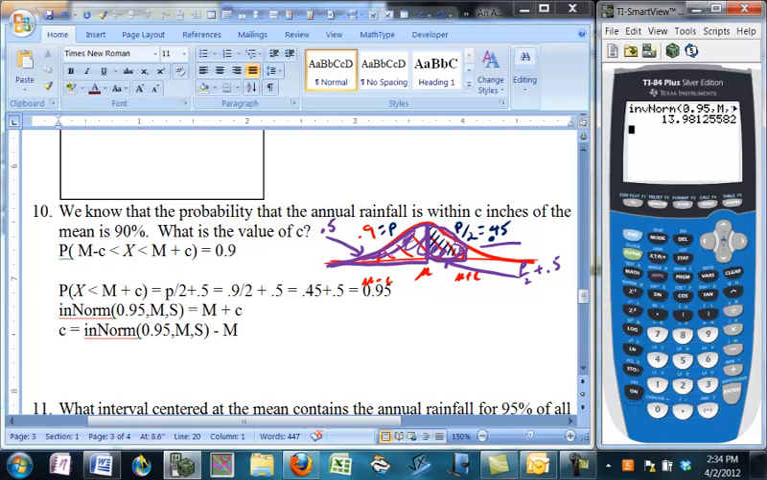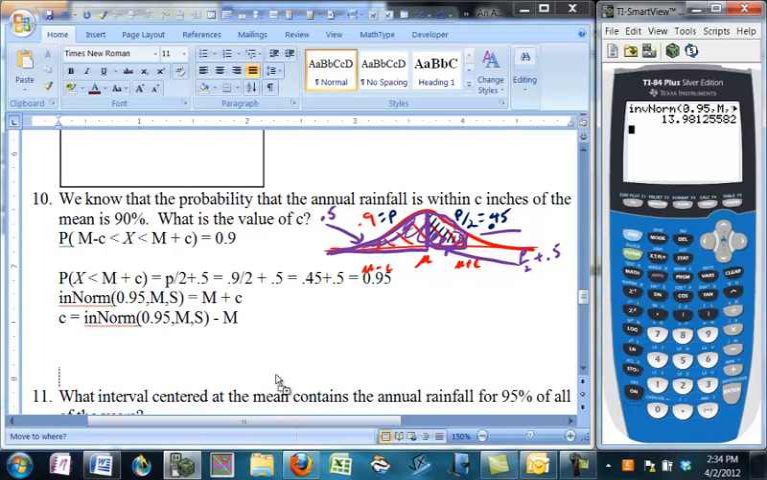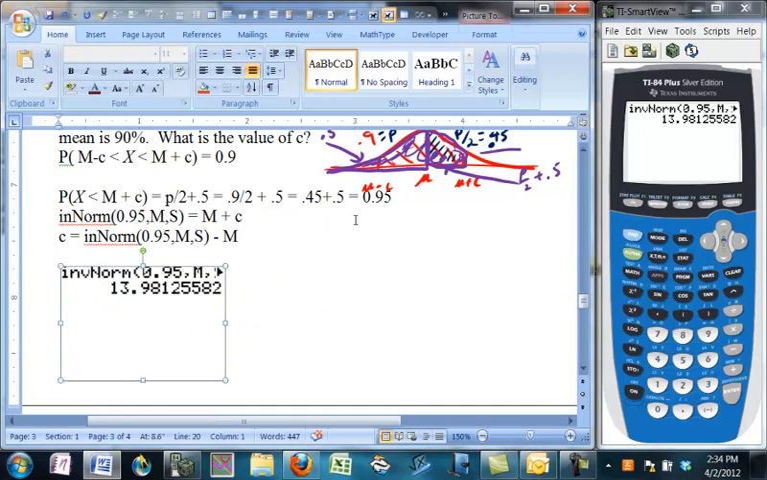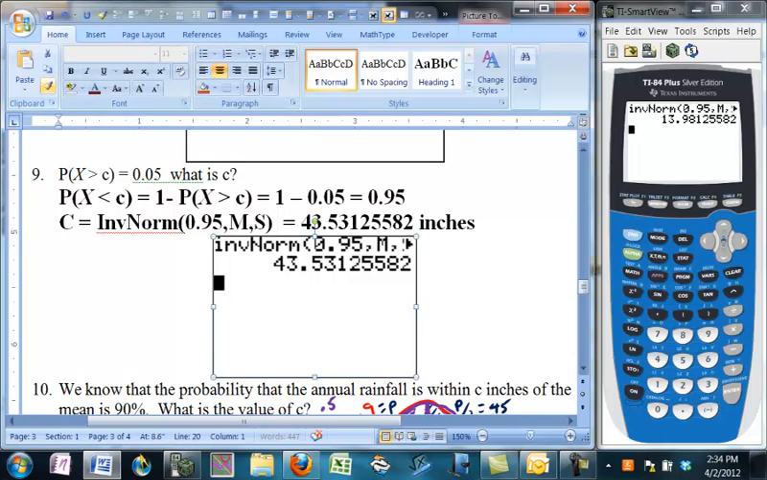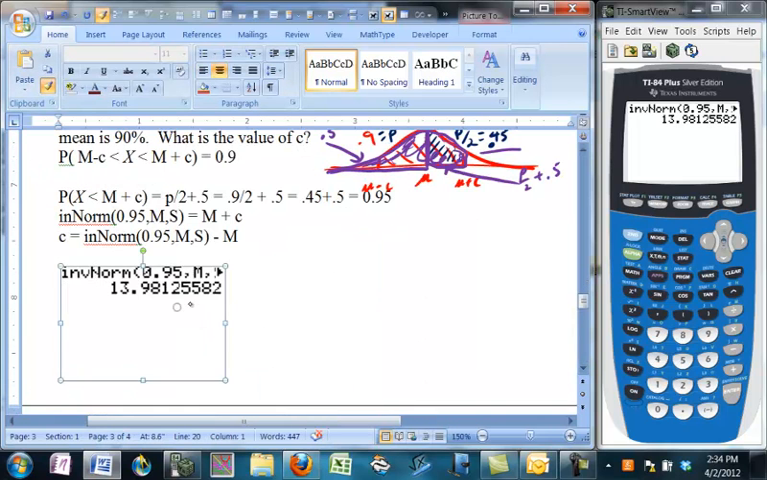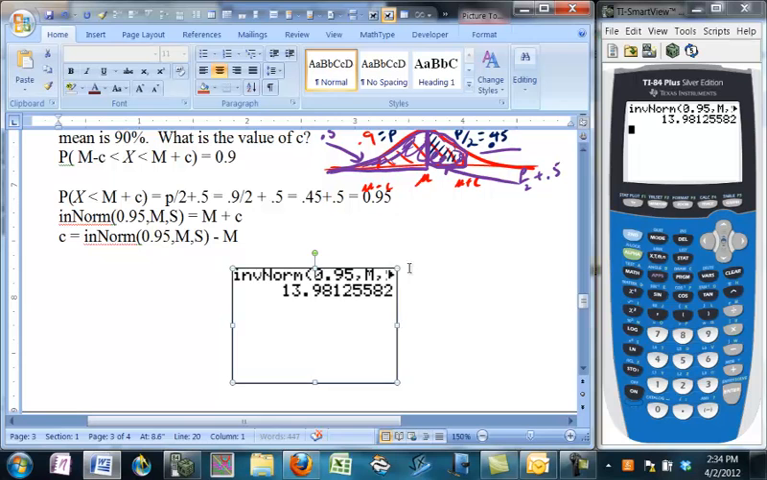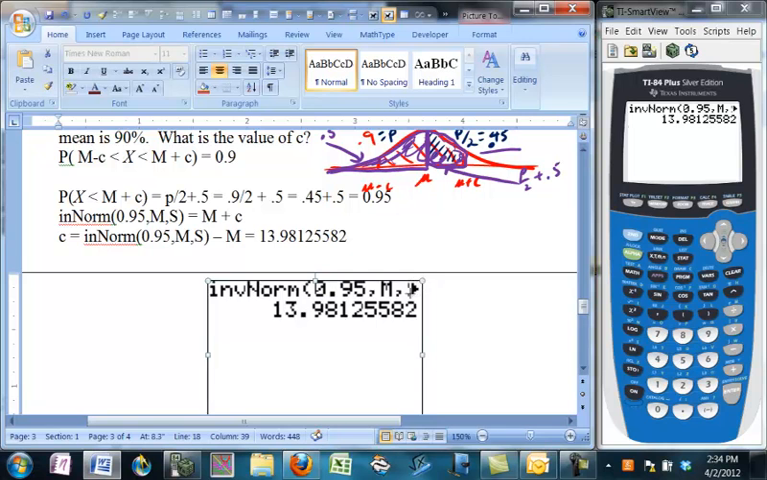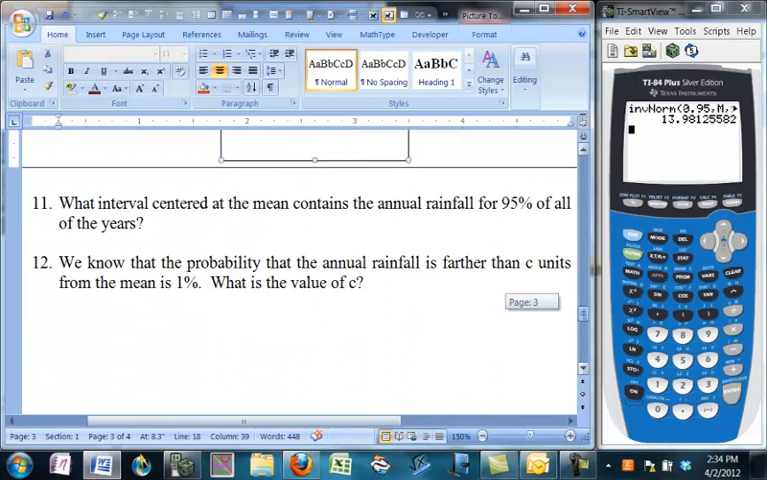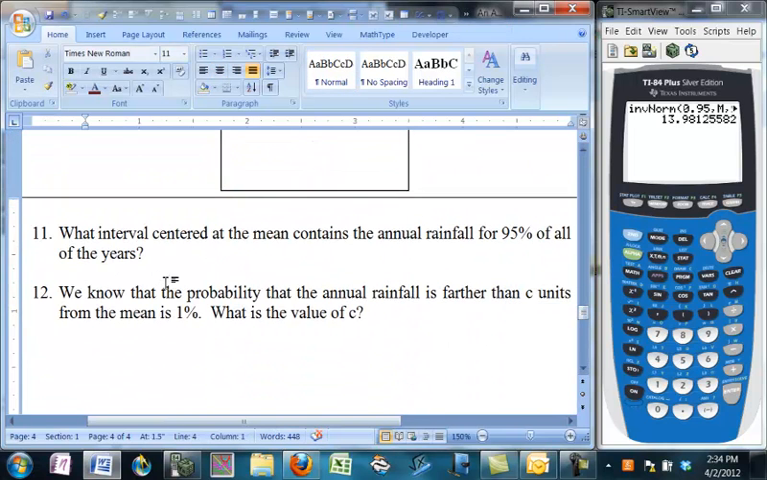Okay, I think I've got it now. There we go. So that's the value of C. So C is 13.98125582. Of course, we'd probably round off somewhere. Okay, continuing on, similar problem.